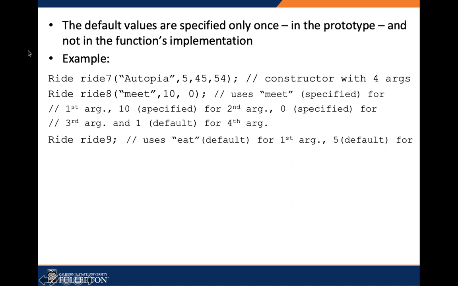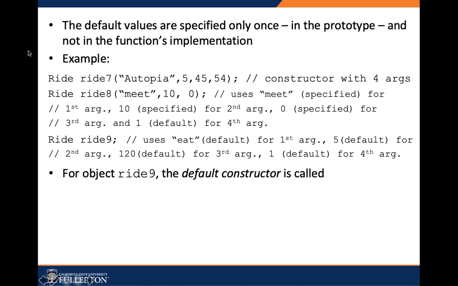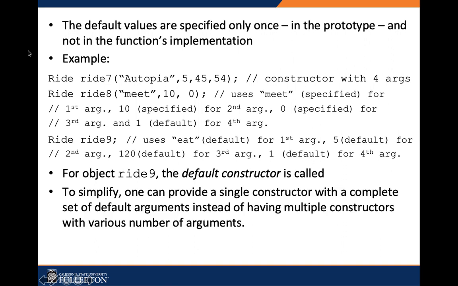If you have the object write9 with no arguments, then we will use each of the default values for the arguments. So the first argument will have the value string "it", the second argument will have the value 5, which is the default, the third argument will have the value 120, which is the default, and the fourth argument will have the value 1, which is the default. For the object write9, the default constructor is called. To simplify, one can provide a single constructor with a complete set of default arguments instead of having multiple constructors with various numbers of arguments.